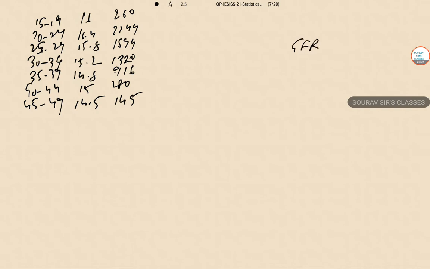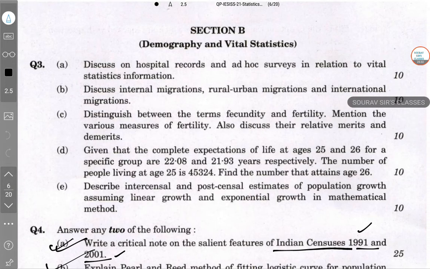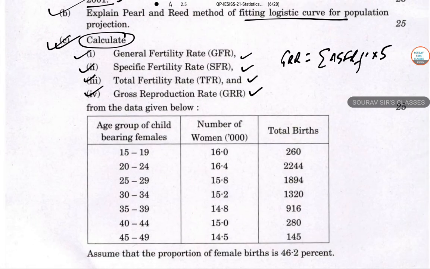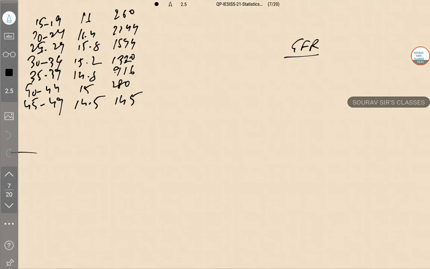GFR, which is nothing but the first part of the question. Let me have a look whether they have given the GFR or not, otherwise it will be a wastage of time. Yes: GFR, general fertility, specific fertility, total fertility, and gross reproduction rate. The last one will be a little bit hard.